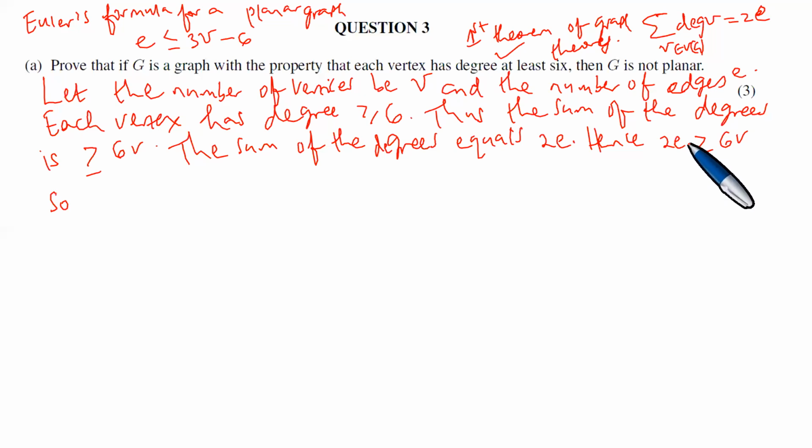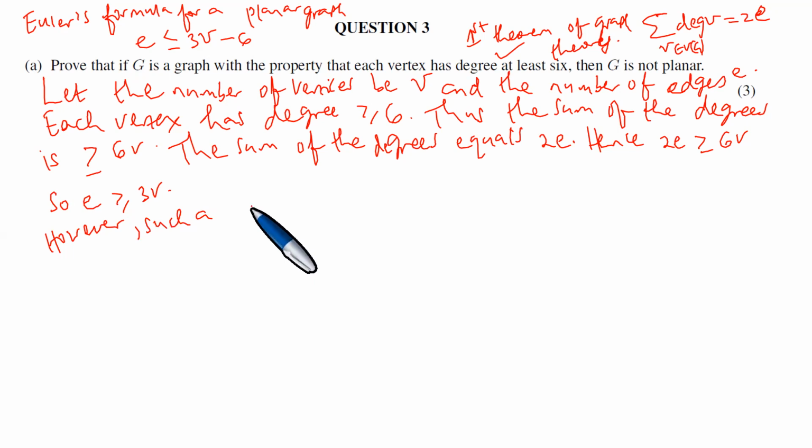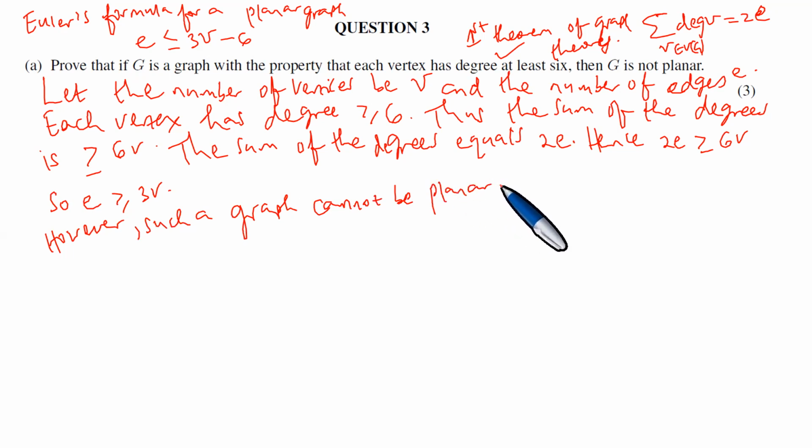Now at this point, you can divide by 2. Dividing by 2 means the number of the edges is at least 3 times the number of the vertices. However, such a graph cannot be planar.